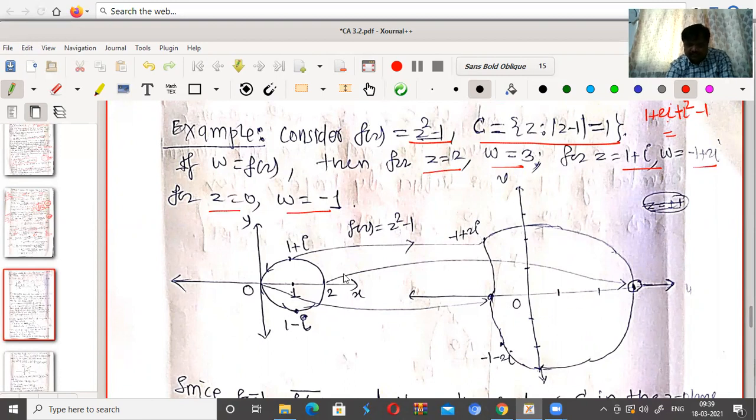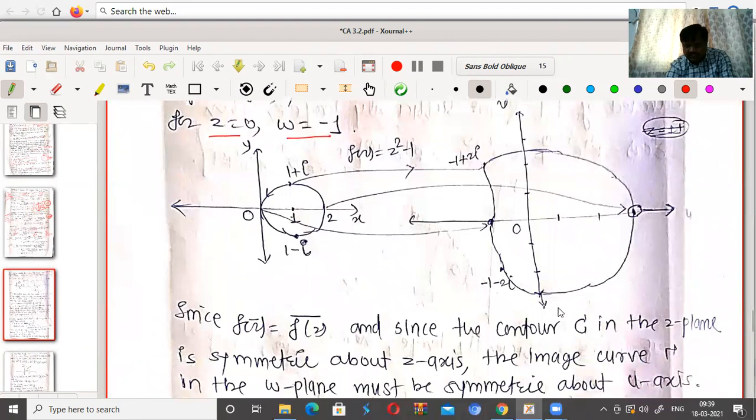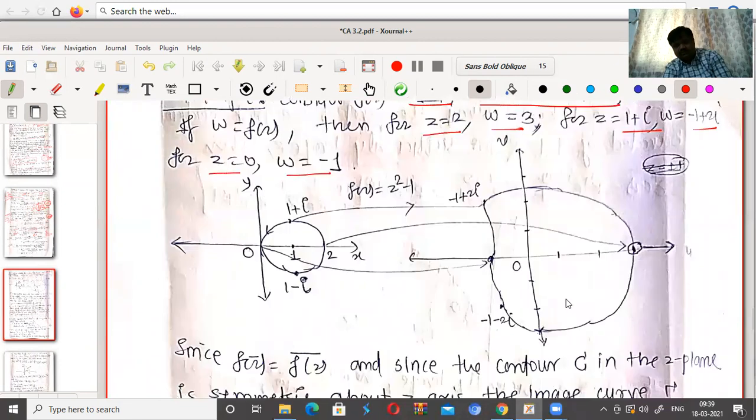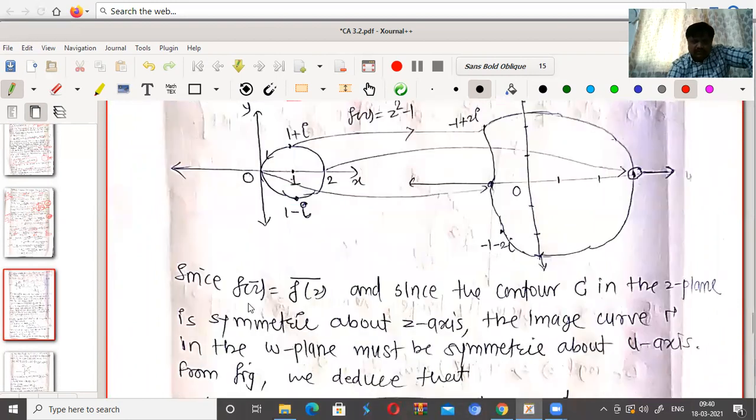So the image of the circle in z plane under this function goes to this type of contour. So it is not a circle. It is somehow this contour. Since f of z bar equals f of z, its bar, we know this relation. And since the contour C in the z plane is symmetric about the x axis, the image curve gamma in the w plane must be symmetric about the u axis.